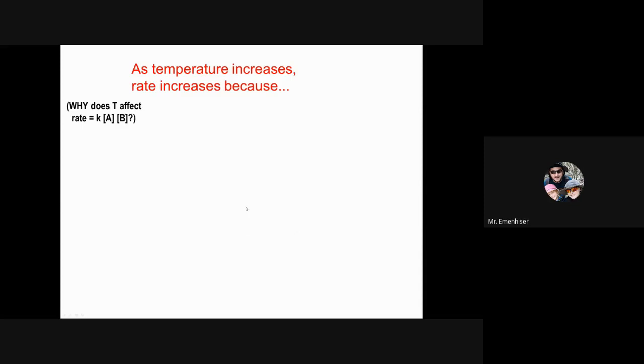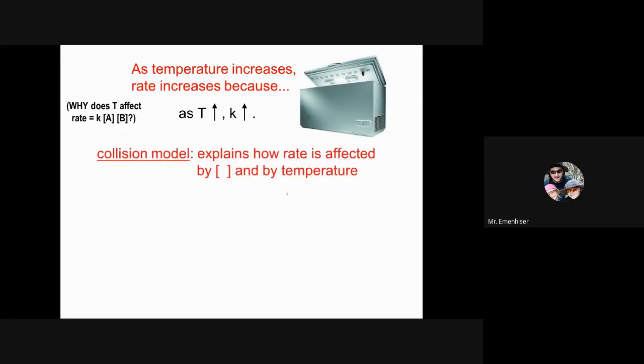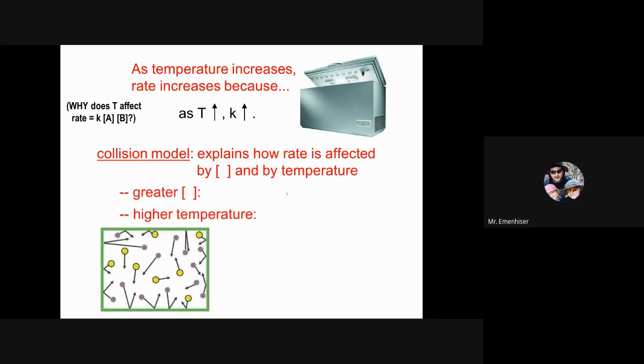What does this say? Why does the temperature affect the rate? And that's because as the temperature goes up, the rate constant goes up. Collision model. The collision model explains how the rate is affected by the concentration and by temperature. You have a higher concentration when you have higher temperatures.